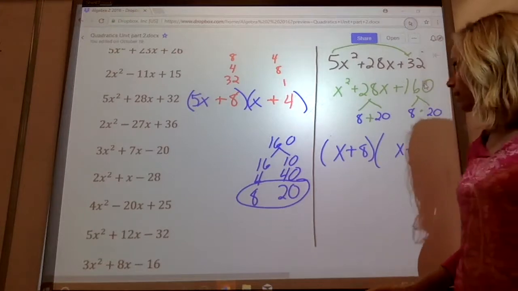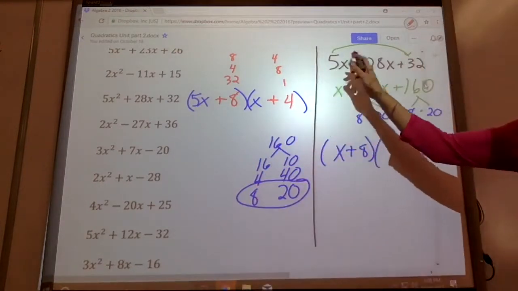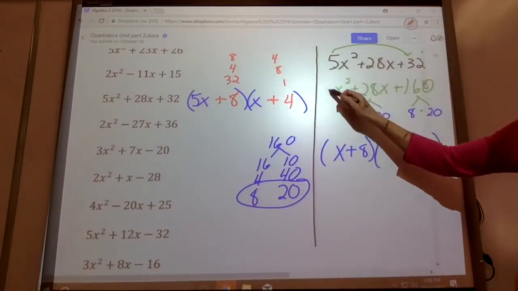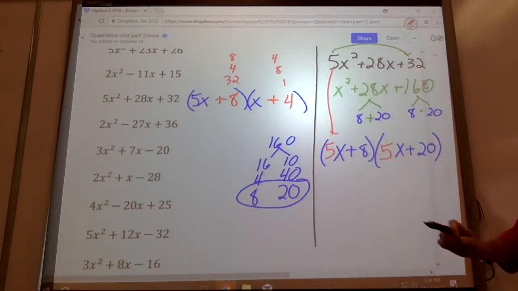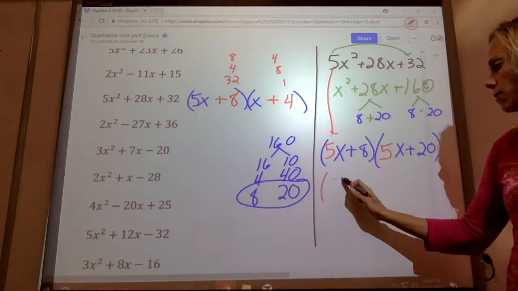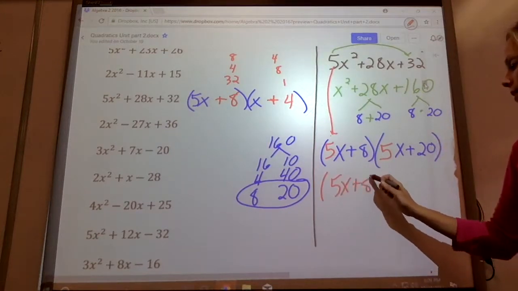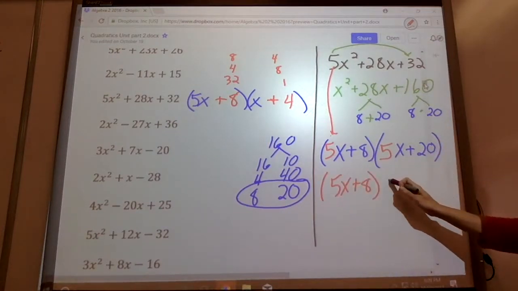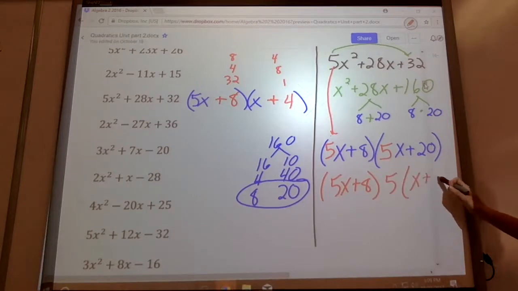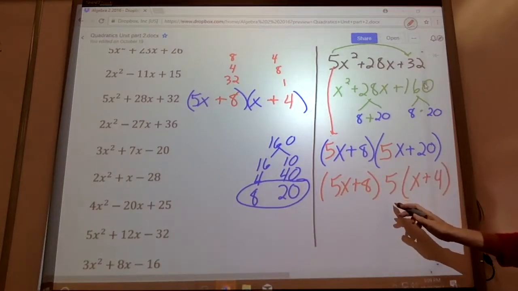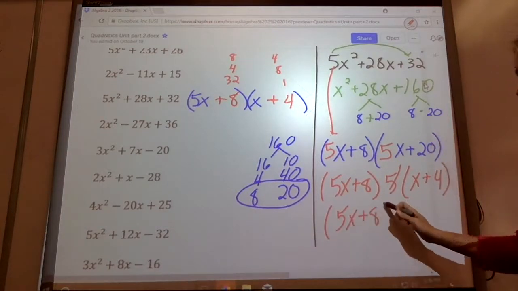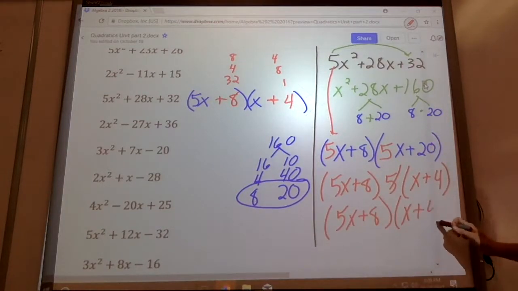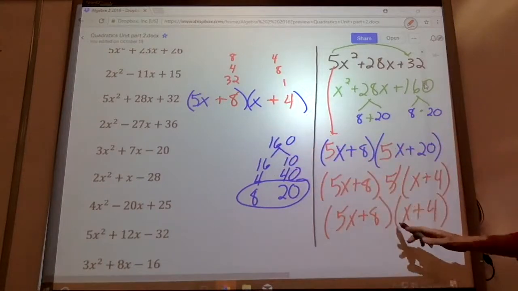But don't forget, right, if I took the a term away, I have to put the a term back in. Can I factor anything out of 5 and 8? No. Can I factor anything out of 5 and 20? Yes. But whatever factors out goes away. And then it's factored. And see how it's the same thing?